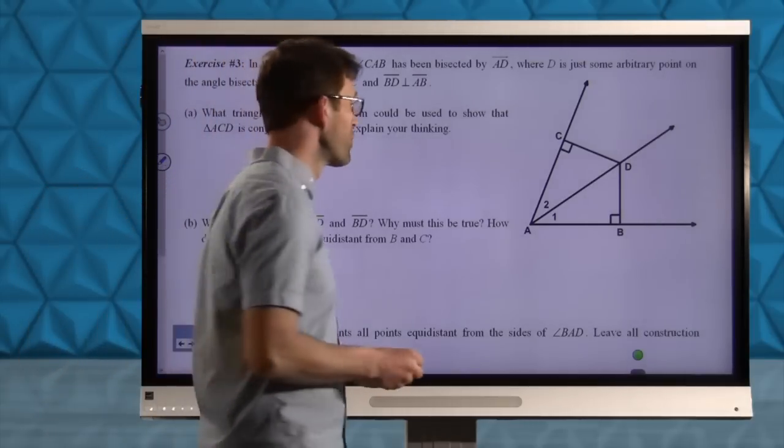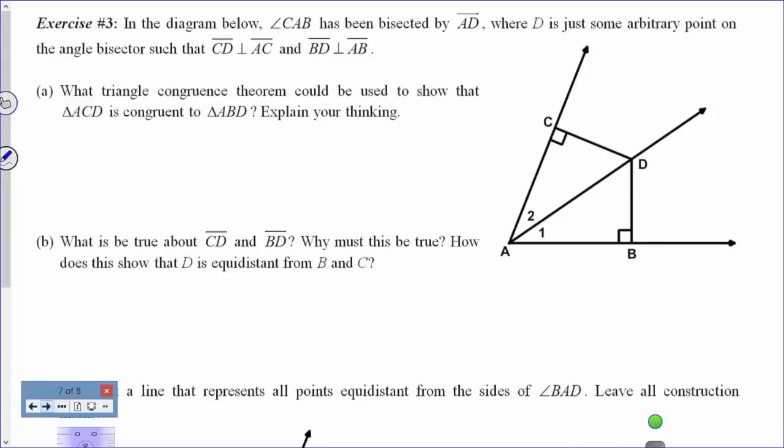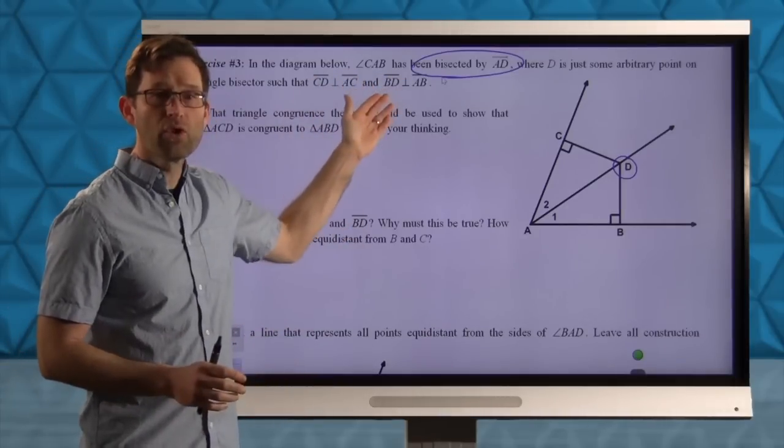Let's take a look at exercise number 3. In the diagram below, angle CAB has been bisected by AD. So we know that AD bisects angle CAB. And D is just some arbitrary point on the bisector, such that CD and BD are perpendicular to AD. Fair enough. Letter A. What triangle congruence theorem could be used to show that triangle ACD is congruent to triangle ABD? Explain your thinking.